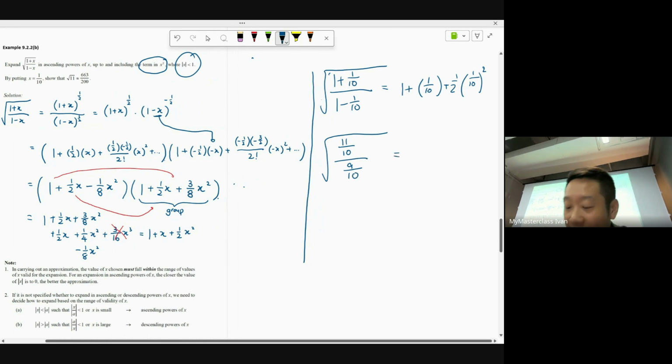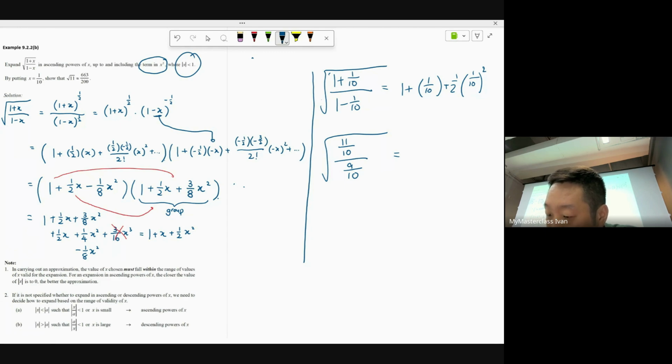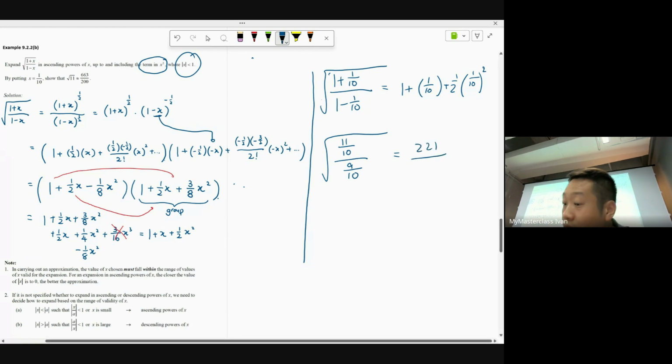Equals to, this one just key in the calculator, 1 plus 1 over 10 plus 0.5 times 1 over 10 close square. 2 to 1 over 200. Okay, 11 over 10 divided by 9 over 10. Jonathan, becomes what?